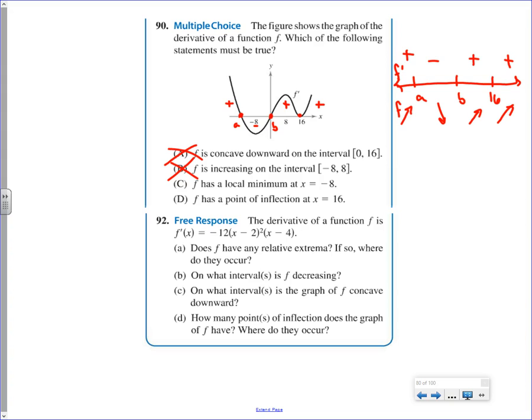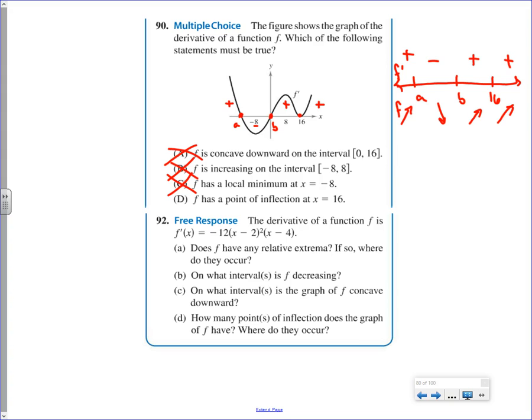Do I have a local min at negative 8? I have a local min, but where is it? That's at B. It's here. It's not there. F prime has a local min. But f doesn't have a local min until this point right here where our f changes. So therefore, that's no. So what's going on? We're narrowing down the options. The answer is probably D.